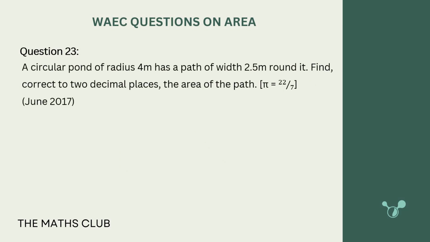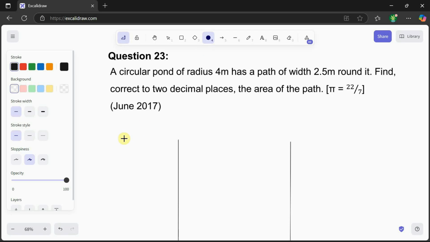Question 23 says that a circular pond of radius 4 meters has a path of width 2.5 meters around it. Find, correct to 2 decimal places, the area of the path, taking pi to be 22/7. This is from June 2017. So imagine this was our first circle, the circle of the pond, and then we have another, bigger circle.